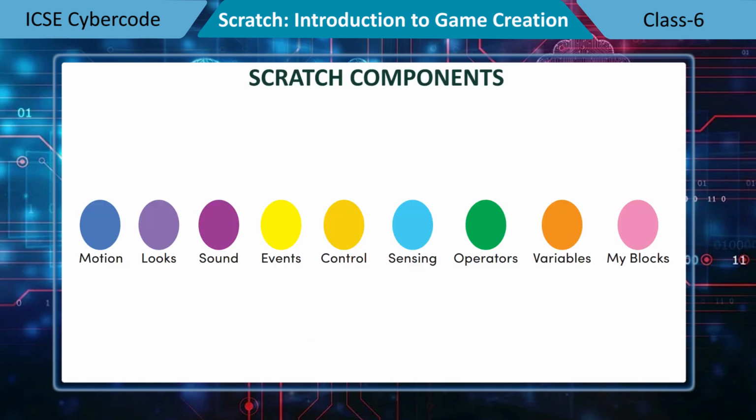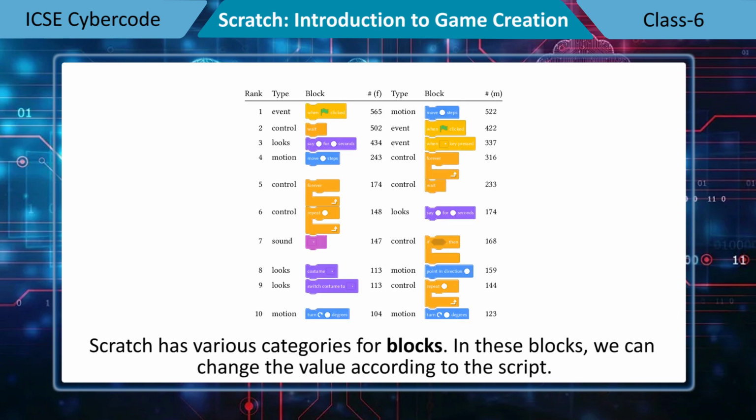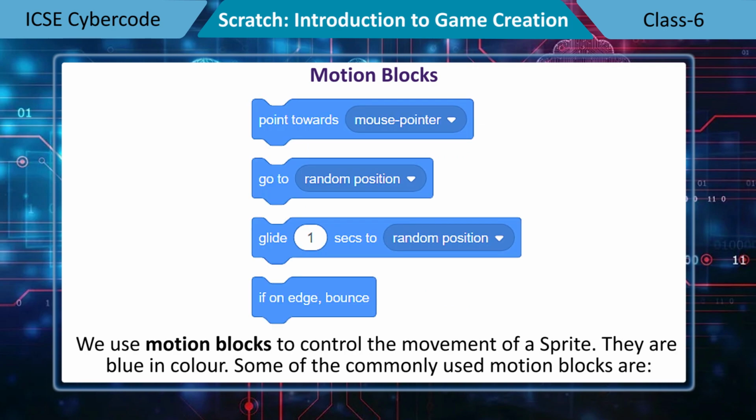Scratch components. Block categories. Scratch has various categories for blocks. In these blocks, we can change the value according to the script. Motion blocks. We use motion blocks to control the movement of a sprite. They are blue in color.